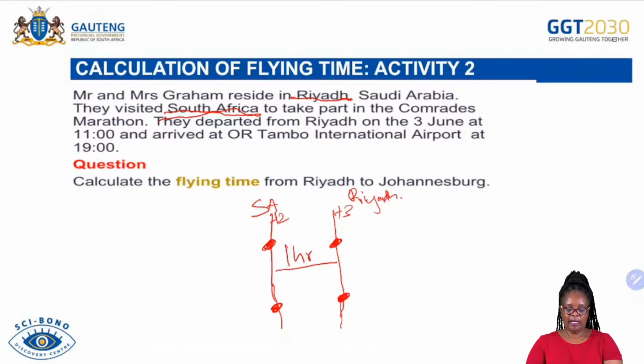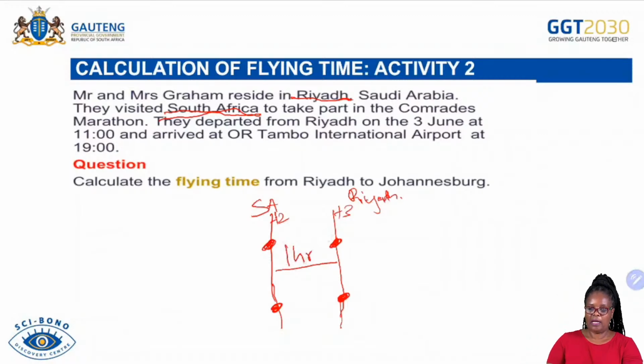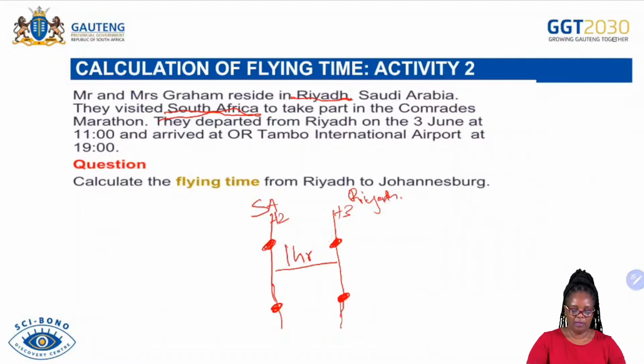So what is the next step? The next step is to find out the given time. What is the given time here? What time did they give us on the question? Let's go back to our scenario. It says here, Mr. and Mrs. Graham reside in Riyadh, Saudi Arabia. They visited South Africa to take part in the Comrade Marathon.